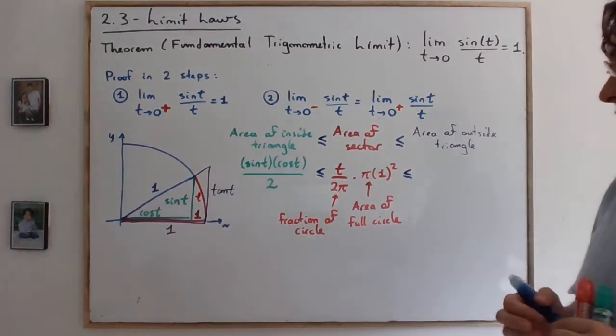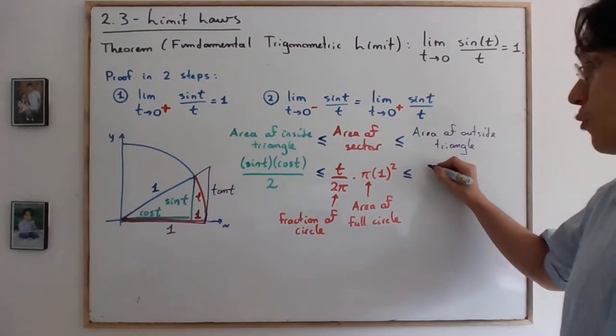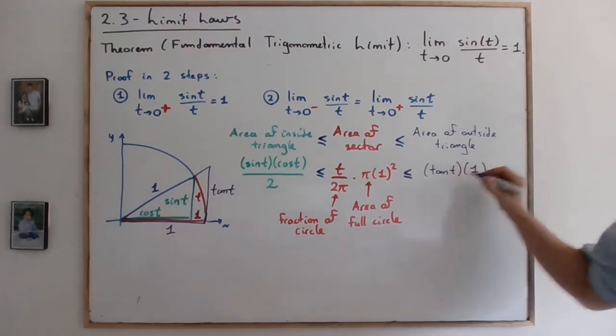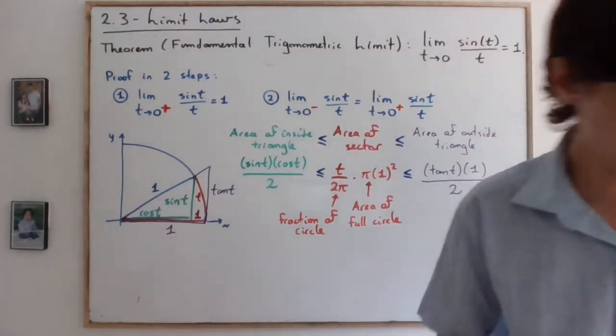And now the area of the outside triangle, we get it in exactly the same way: base times height, so tangent of t times 1 divided by 2.